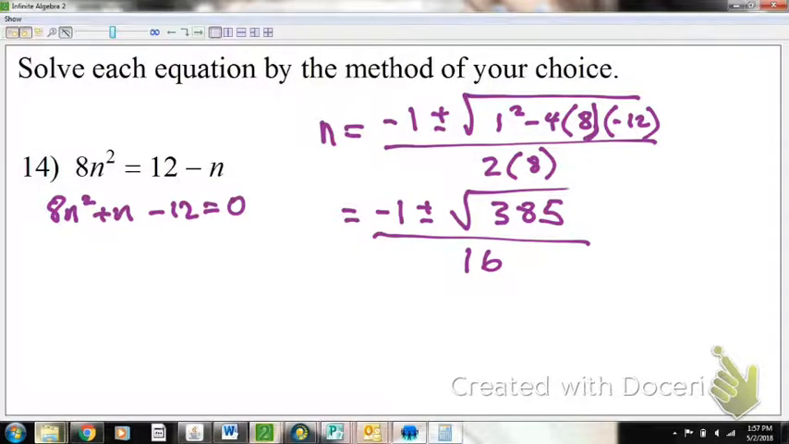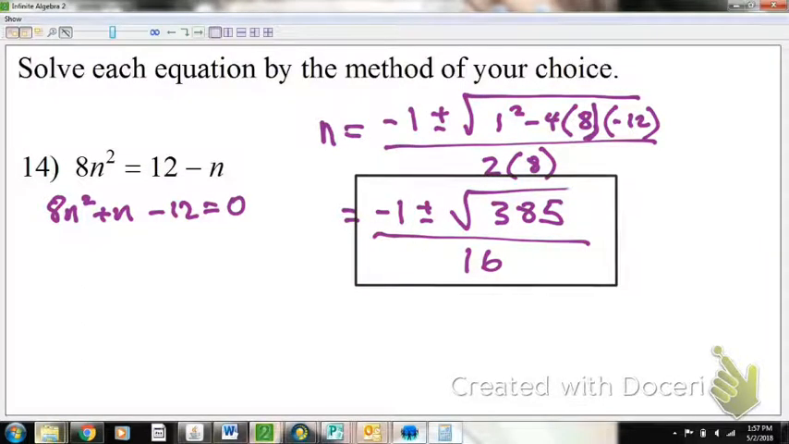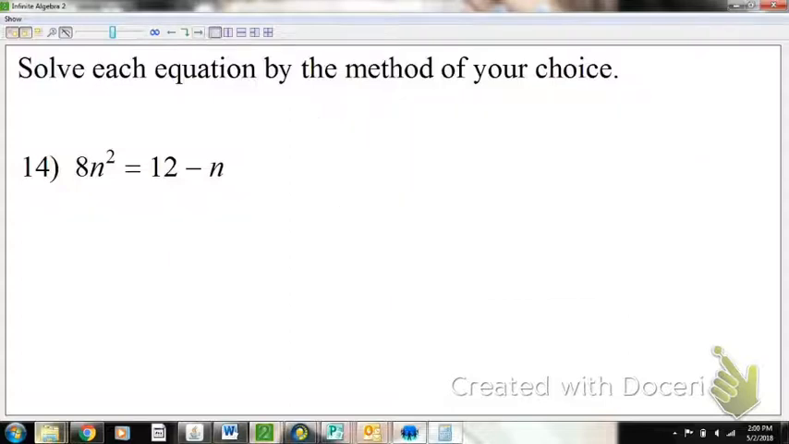385 doesn't look like a number that's divisible by any perfect squares. It may have some perfect squares that would go into it. I'm going to stop right there for sake of time. 385, let's check it. 385 divided by 5 is 77. So 385 is 5 times 7 times 11. No perfect square factors, and that is indeed the simplified answer.